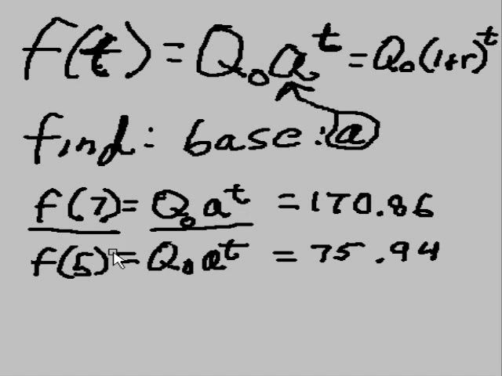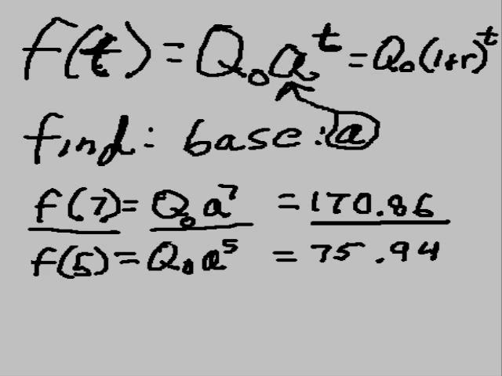It's because I didn't replace the t's. I should have done this. f of t is equal to this. I should have replaced this t with a 7, right? That's common sense. I should know better. Well, let's do that, and this guy should be replaced with a 5. If I'm dividing these guys, showing a ratio, I should do the same here. So f of 7 is to f of 5 as q sub 0 a to the 7th is to q sub 0 a to the 5th. That makes sense, as 170.86 is to 75.94.